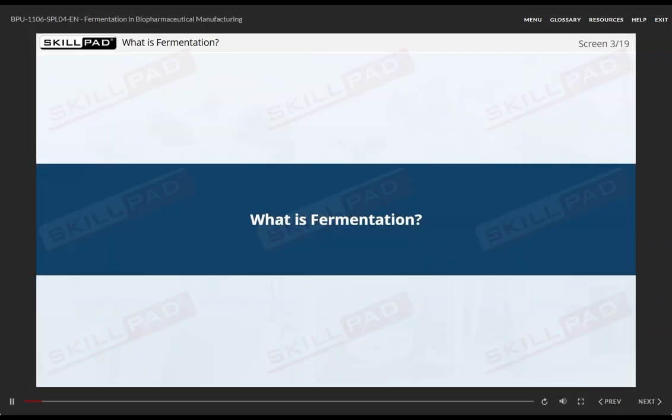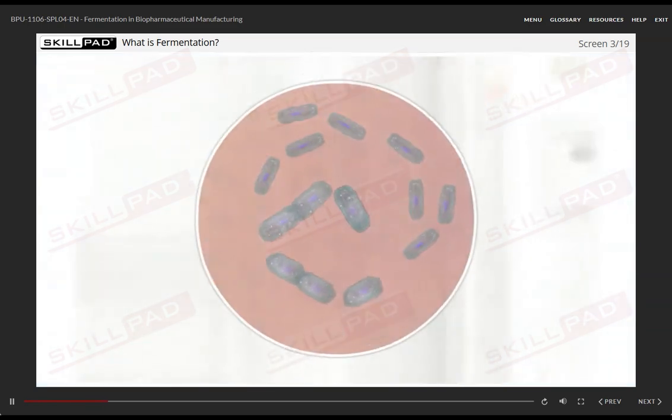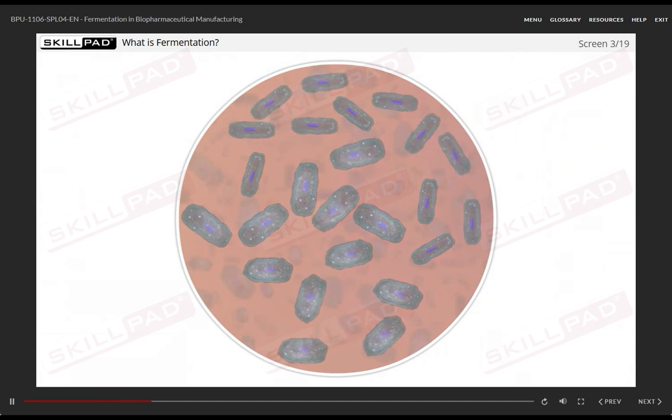What is fermentation? This is a bioreactor. Do you know what's happening inside? Microorganisms are growing and dividing, and as they do so, they're producing the active ingredient of a biopharmaceutical.